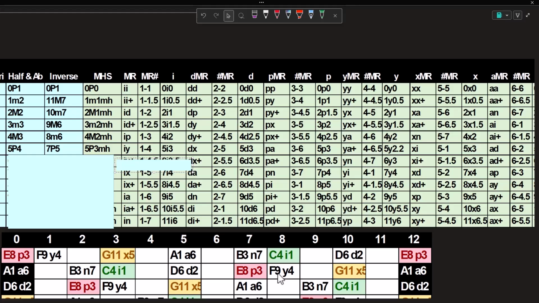What's the inverse? We usually call that a 12 minus 5, which would be a 7-note away, and we have to know that that's a perfect fifth. The inverse of a perfect is a perfect. So the perfects are inverses.